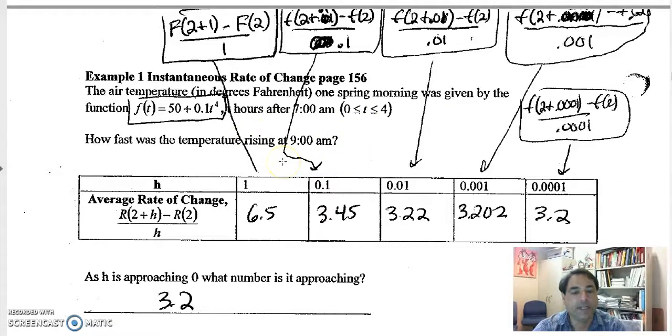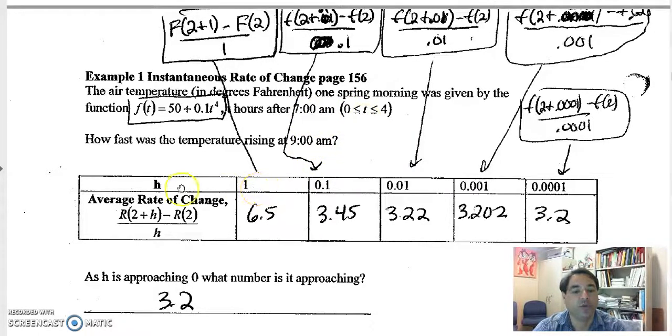So here's the idea. We know when we wake up in the morning, maybe it's cooler, and then throughout the day it gets warmer, it changes. I want to freeze time and find out what's happening at 9 a.m. Now 9 a.m. would be hour 2. So if 7 a.m. is 0, 9 a.m. would be hour 2.